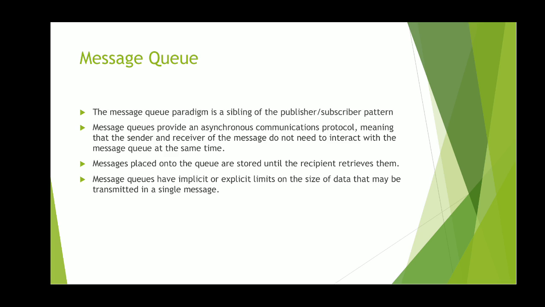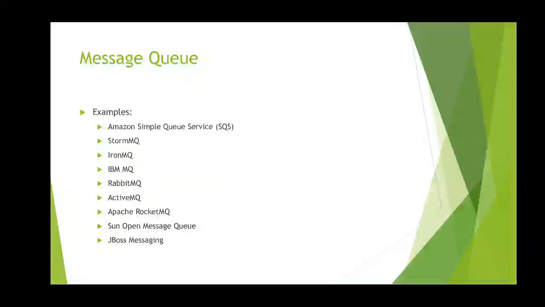And this message queue is an asynchronous communication method. It means that the sender and the receiver of the message do not need to interact with the message queue at the same time. And this message queue also offers some data limit. And here it is saying that message queues have implicit or explicit limit on the size of the data that may be transmitted in a single message. Now we can go through the examples of message queues.